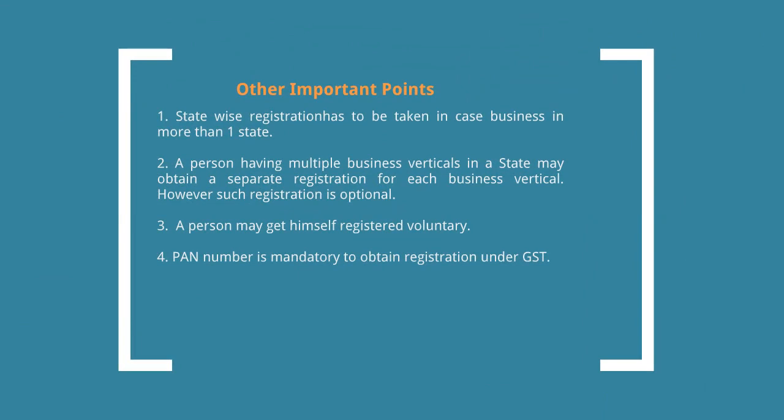Other important points. State-wise registration is to be taken in case of business in more than one state. A person having multiple business verticals in a state may obtain a separate registration for each business vertical. However, such registration is optional. A person may get himself registered voluntarily. PAN is mandatory to obtain registration under GST.